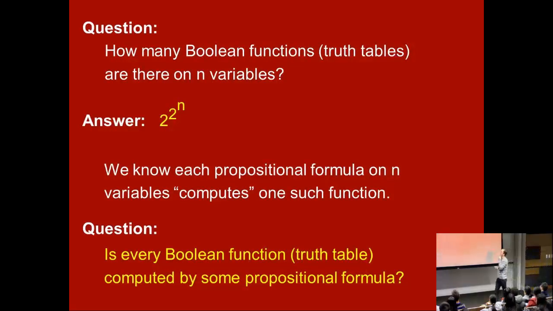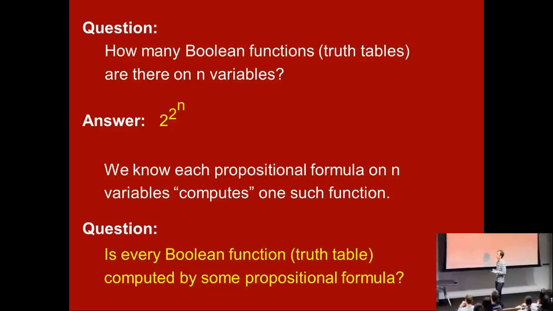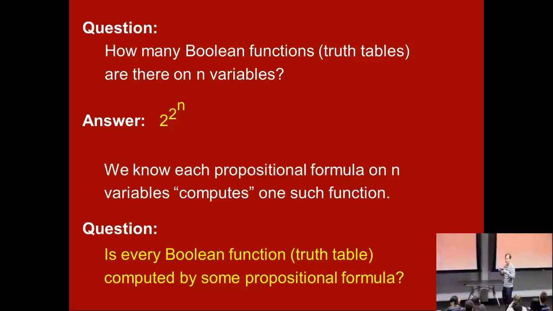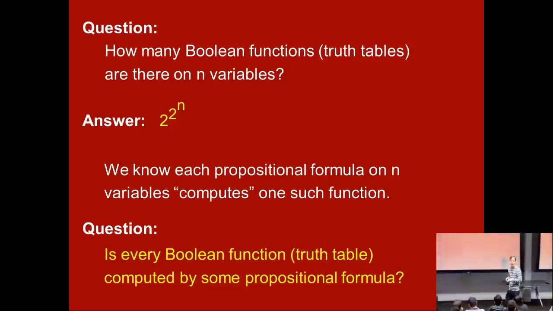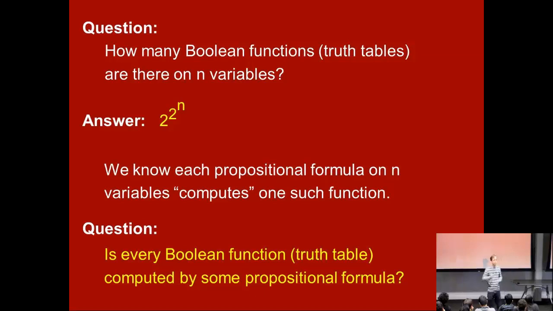Here's a little question for you. Say I have n variables. How many different Boolean functions, or how many different truth tables are there? Somebody want to say it in a loud voice? I was trying to trick you. It's actually not 2 to the n. 2 to the 2 to the n. That's right. That's very large.